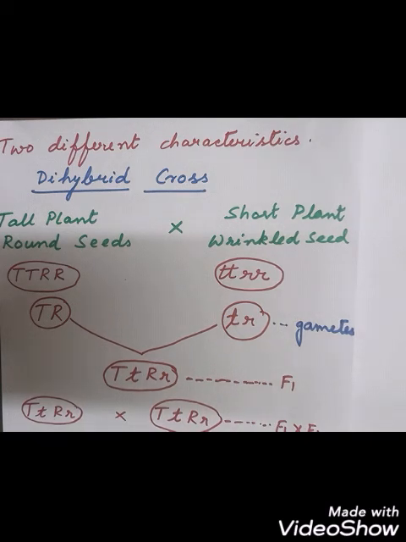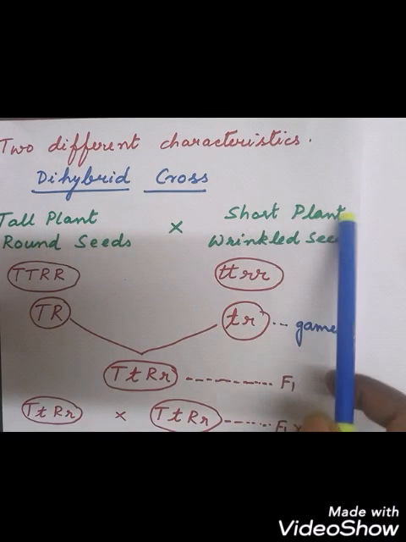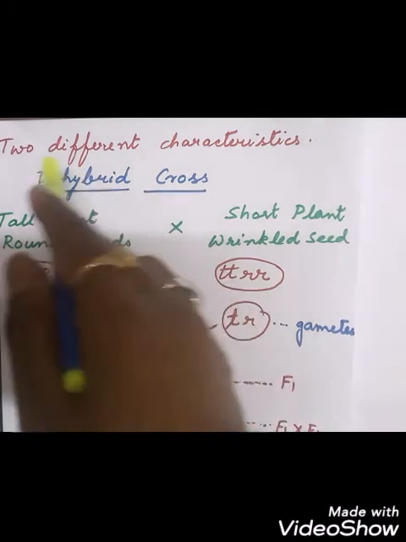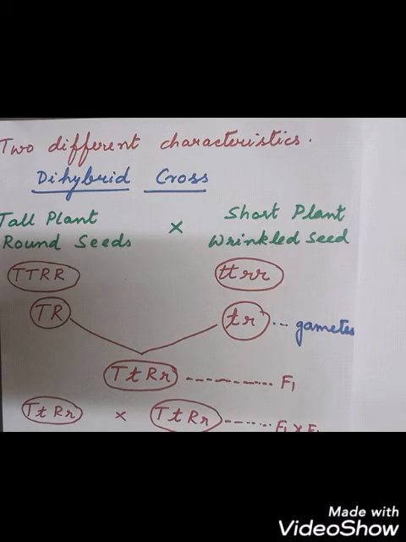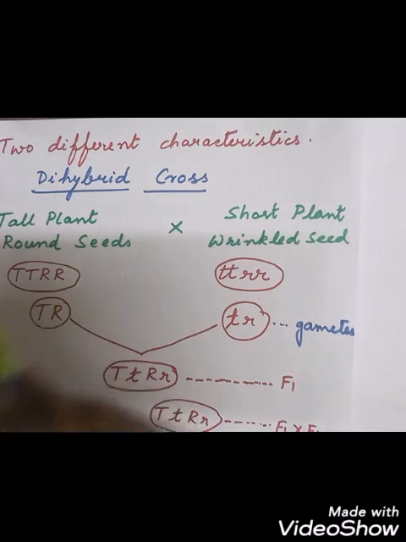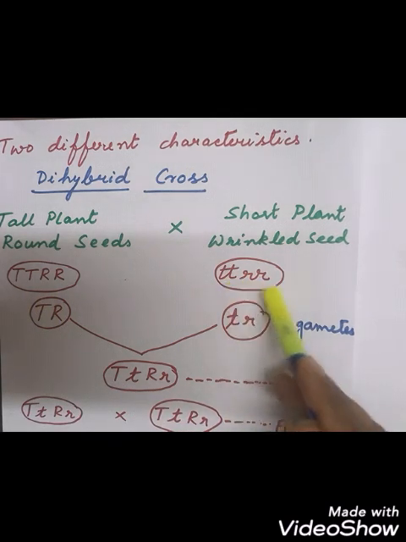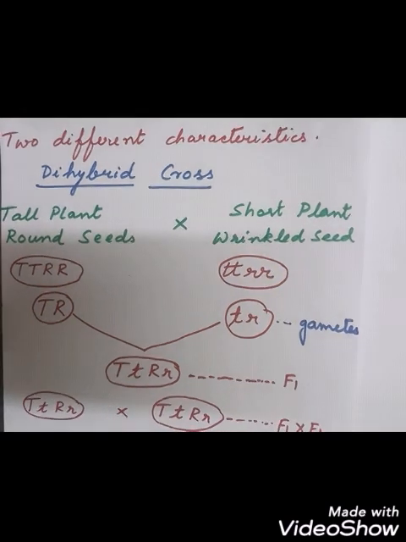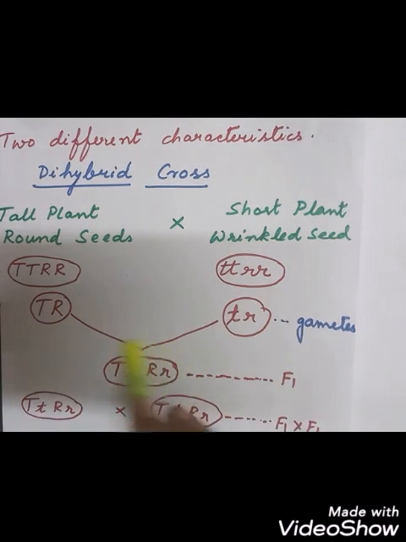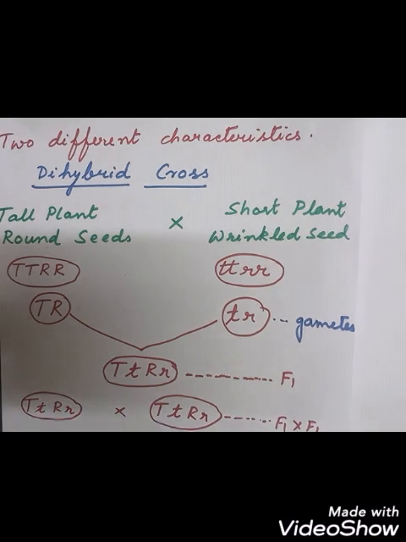Here we have taken two contrasting characters: tall plant with round seeds, and short plant with wrinkled seeds. There are two characters, and we get a dihybrid cross. For tall we have taken capital T, and for round capital R, and small t and small r for the others. The gametes we get are all the same type, TR, and small t small r. We get the F1 like this, capital T small t, capital R small r. This is F1, the first filial generation.